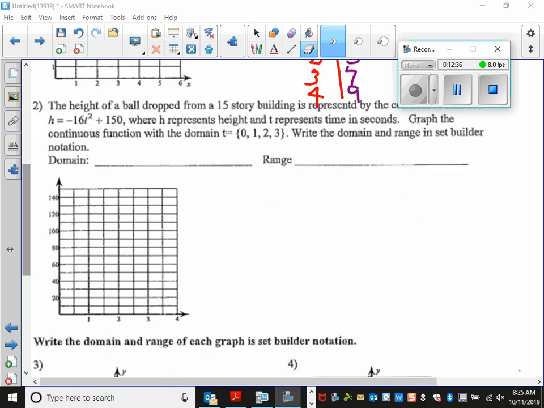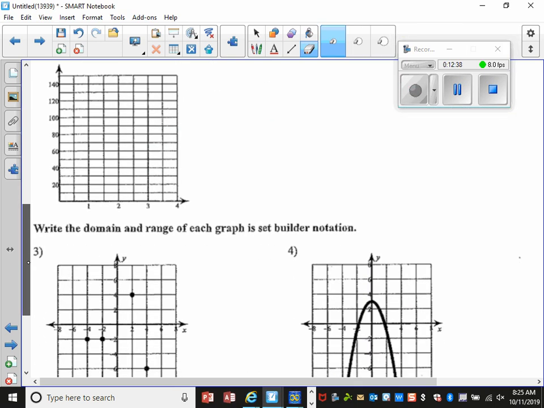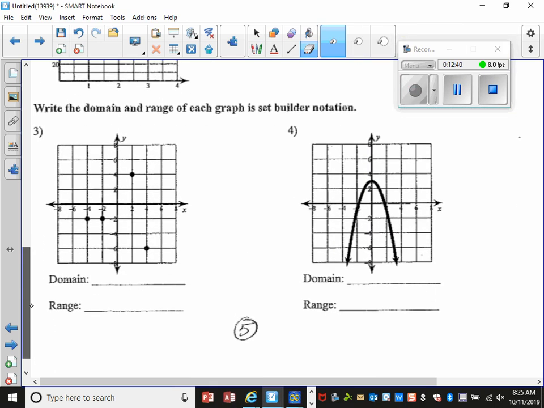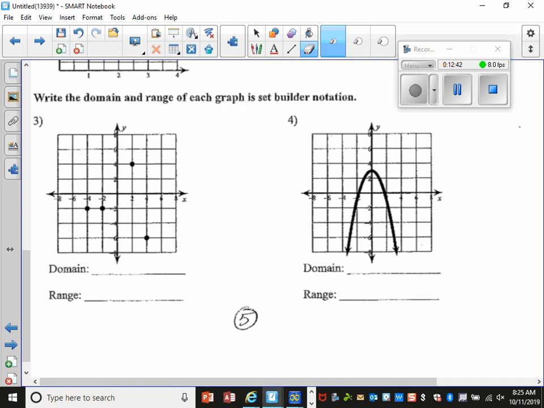Number 2 is a continuous, but we've done a lot of continuous. So let's just go down to 3 and 4. So in number 3, they give you a graph, and this is a discrete graph. How do I know it's discrete? It's not connected at all. So what we'll have to do is write down all the coordinates first, so we can actually determine all the x's and y's.